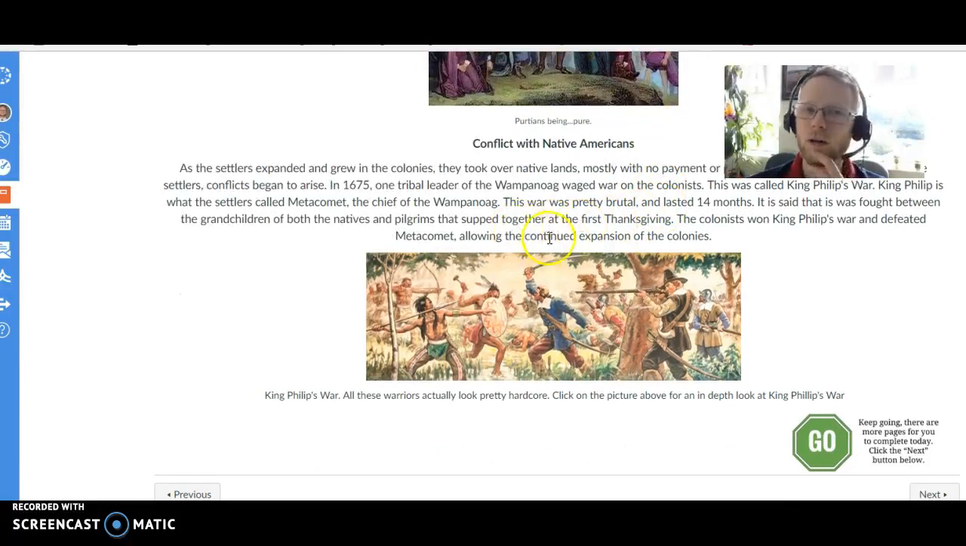If you want to learn more about King Philip's War, there's a lot more detail to it. I linked about a 10-minute video to the picture here. You can take a look at it. It's a pretty cool looking picture. Everyone looks real hardcore, even with the funny hats, the pilgrim hats.